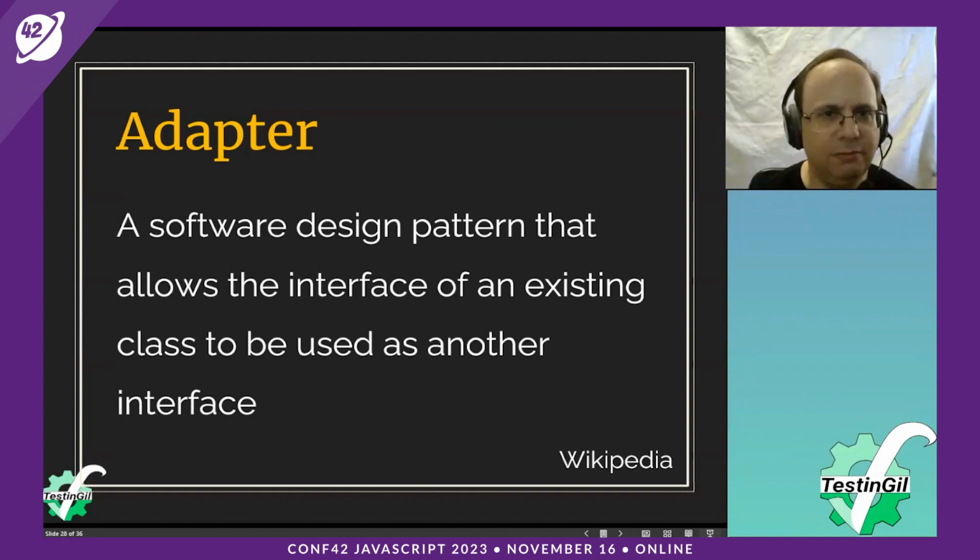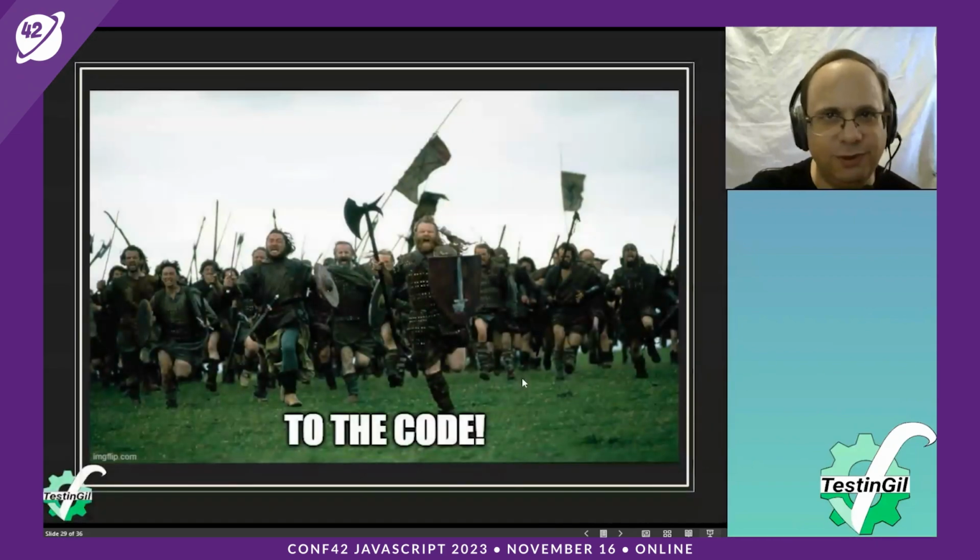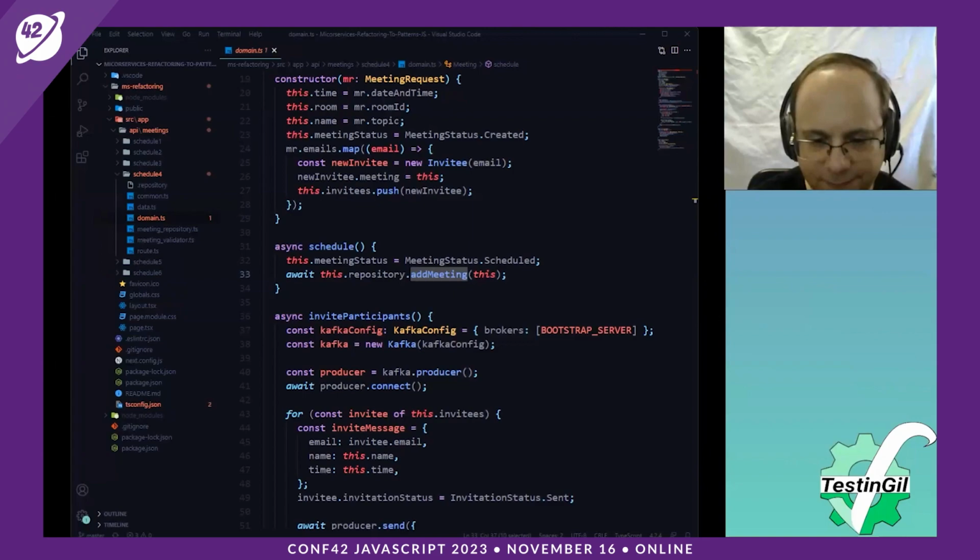So we touched the repository. We haven't touched Kafka.js yet, so we're going to do that. The repository is like a database. The adapter is like a general thing for other stuff. So let's go to the code again.